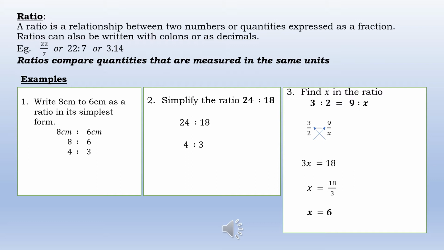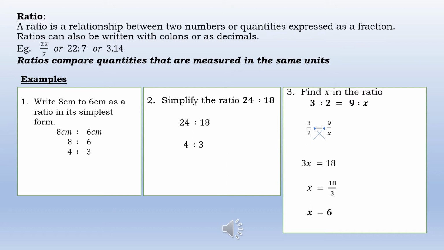And then we have to simplify because it has to be given in its simplest form. Now to simplify 8 centimeter to 6 centimeter, we have to first write it down as 8:6, because when writing ratios we will ignore the units. Now simplifying 8:6, we can do that by writing it as a fraction. So 8 over 6, when we simplify in our calculator, gives us 4 over 3, which as a ratio will be written as 4:3.